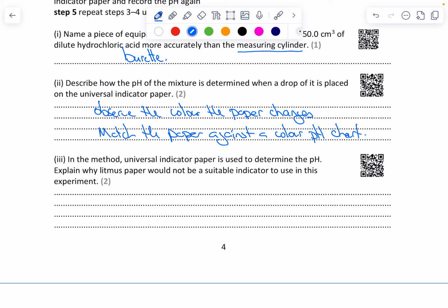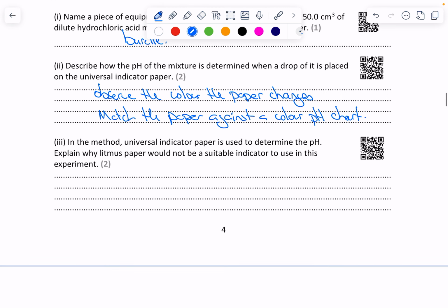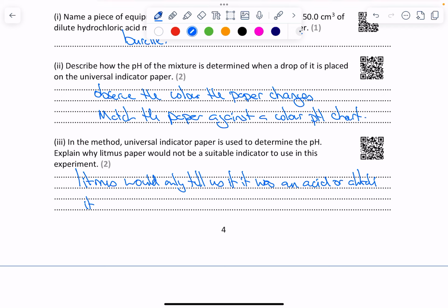Explain why litmus would not be any good. So litmus wouldn't be useful because litmus would only tell us if it was an acid or alkali. So it only tells if it's acid or alkali. It would not tell us the actual pH. So it wouldn't say it's pH 9, for example. It would only tell us that it is acid or alkali. So you get 1 mark in there for that line and a second mark for that line.